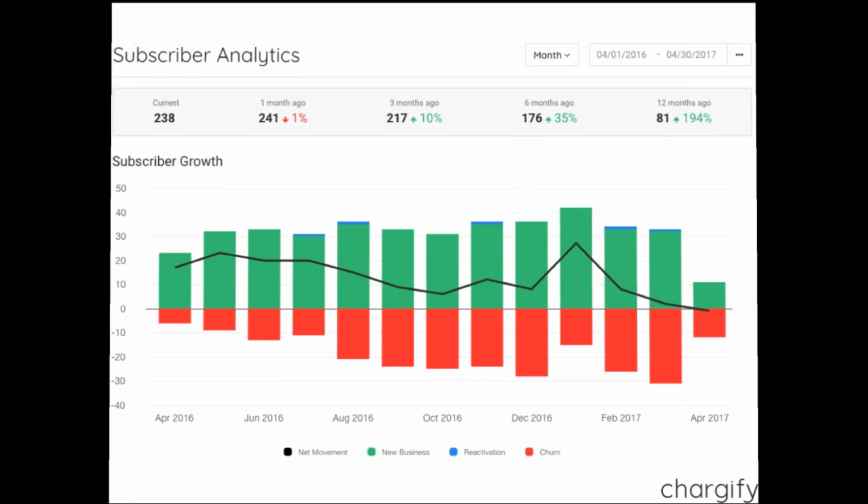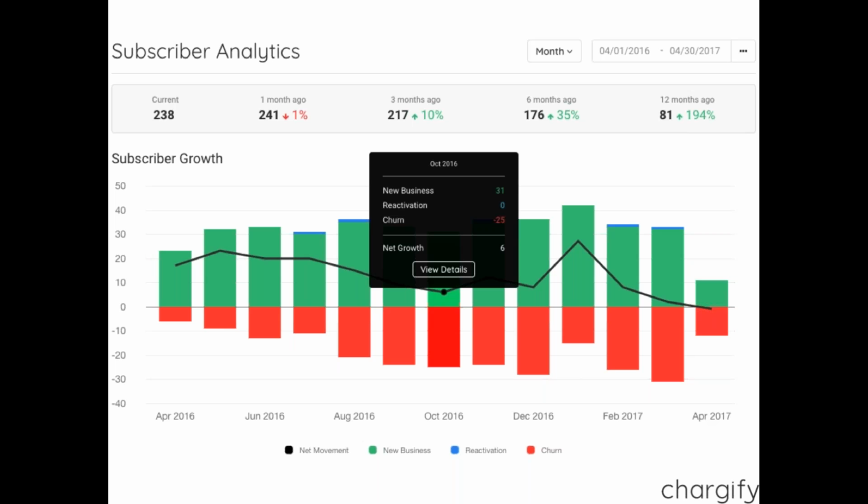Additionally, if you want to get a deeper look into these summaries, you can hover over a specific month. Let's say I wanted to look at October 2016. This will give me a breakdown of what my subscriber count looked like and what moved. At that point in time, I had 31 additional subscribers. I didn't have anybody reactivate, but I did lose 25 to churn. So my total net growth after factoring the 25 lost against the 31 gained is a net growth of 6 customers. Pretty straightforward there.